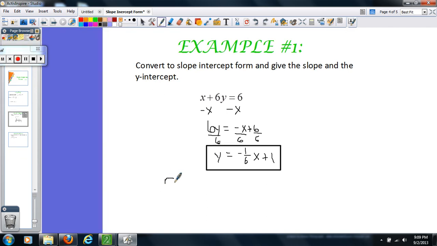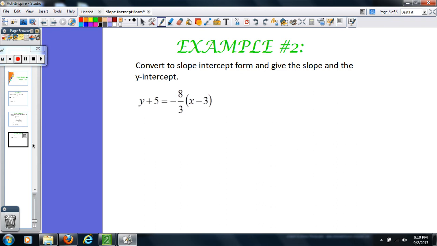And that means that my slope is going to be negative 1 over 6. And my y-intercept then is going to be at y equals 1, which means it's going to be the point (0, 1). And there's my equation in slope-intercept form. Here's my slope, and here's my y-intercept.